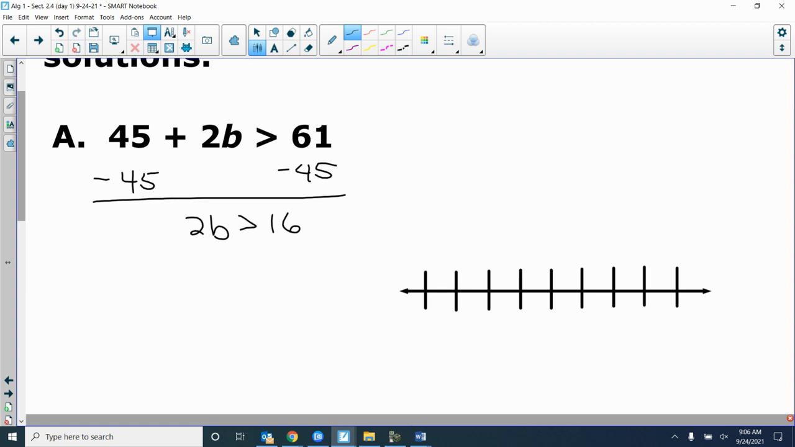So now, what do I divide by? Don't flip the sign, but what do I divide by? 2. That's a positive number, so I don't flip anything. So it becomes, what should I write? I want you to read it. What should I write, Mason? B is less than. That's less than? Oh, okay. B is greater than 8. All right, B is greater than 8. So that's how you read that, greater than 8.